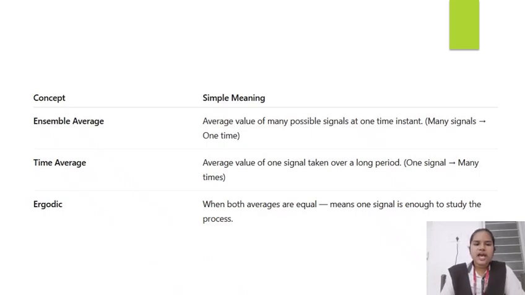In ensemble average, that means average value of many possible signals at one time instant. Time average means average value of one signal taken over a long period. Ergodic means when both averages are equal, one signal is enough to study the process.